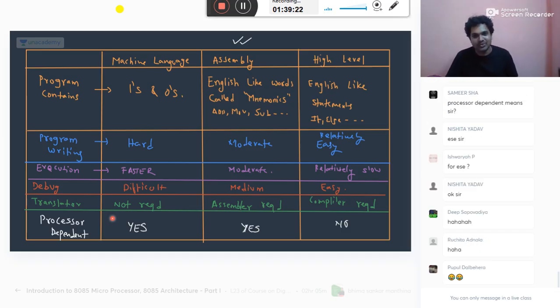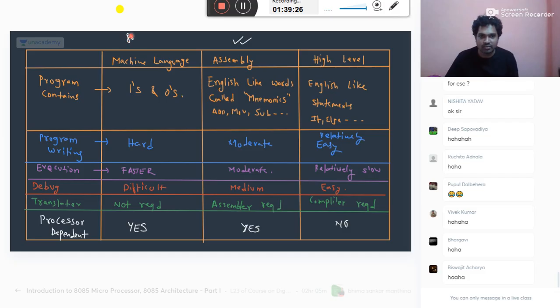No, I will explain. See here. You write a program for 8085 in machine language, that is applicable only for 8085. Take that code and run it on some other processor like 8086 or 186, it may not work. That is the meaning of processor dependent. Same, you have an assembly language program of 8085. It will not work on some other processor like 80186.